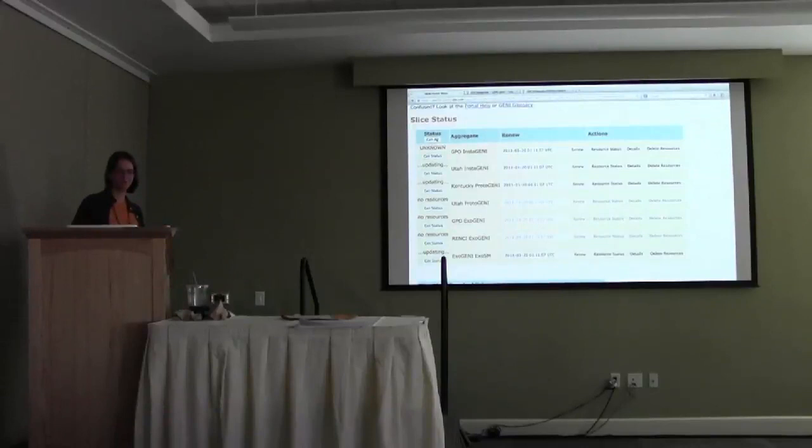You can also, instead of hitting get all, just hit the get status button on these first two aggregates, the GPO ExoGENI and the Utah ExoGENI, since we know that's where we reserved resources. Since this one said unknown, I want to see if it's up, so I'm going to click get status on just that one.